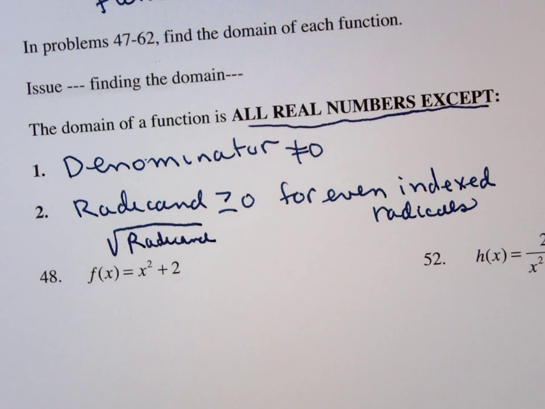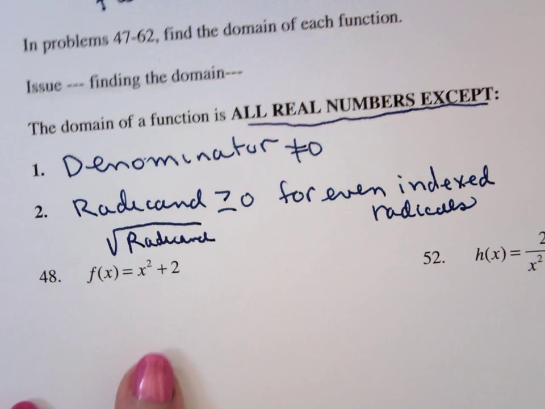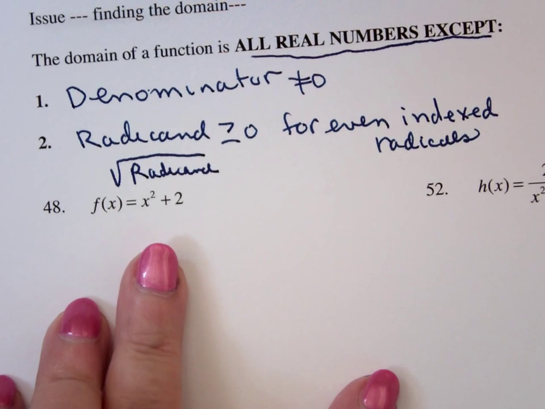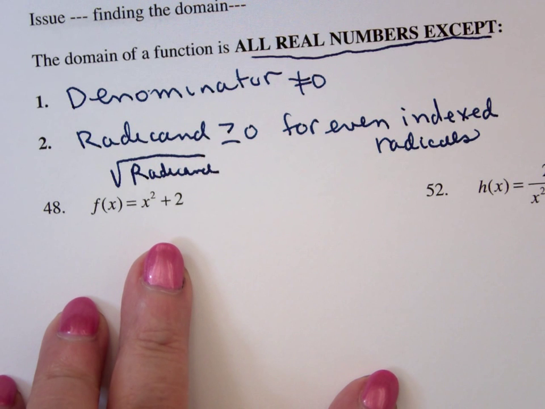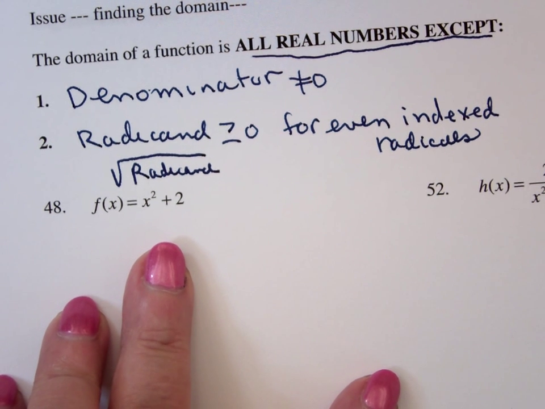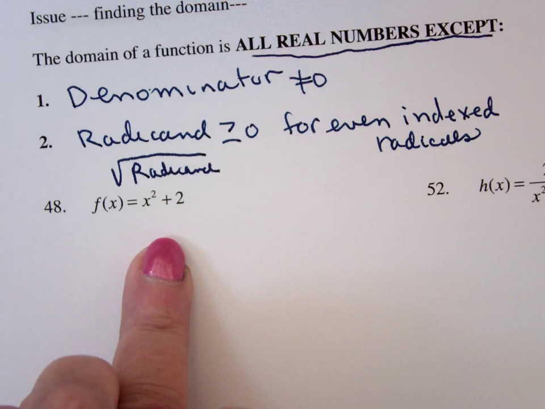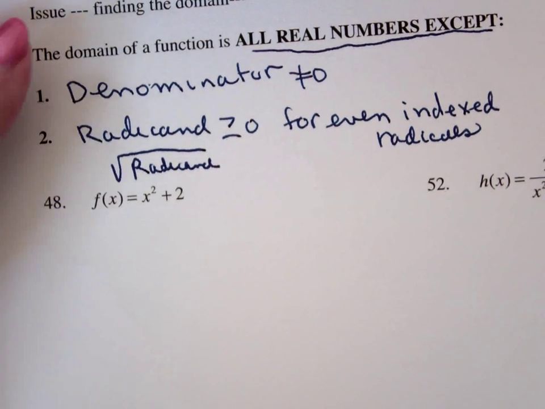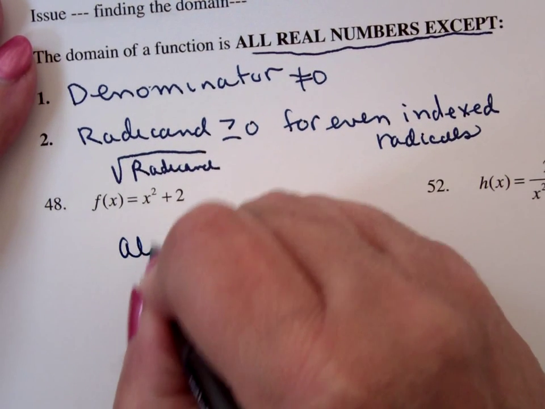Now, what does that mean? That means if it doesn't have a denominator and if it doesn't have a radical in it, what's the domain? All real numbers. Because it doesn't have any problems. The only two problems it could have is if it has a denominator or radical. No denominator, no radical, all real numbers. So if I look at number 48, what's his domain? All real numbers. He doesn't have a denominator, right? Nope. Doesn't have a radical, right? Nope. And so his domain is all real numbers.